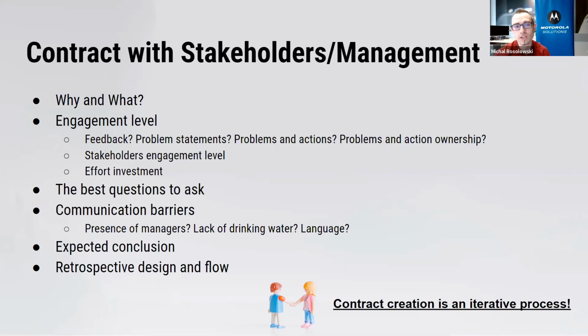Or you can think that management will take the actions themselves. That's also fine, but you have to establish that. And an even bigger engagement level: how about we ask them for not only problem definition, not only action definition, but also action ownership. That is transferring the control from the management to the people from the organization to take ownership for actions.